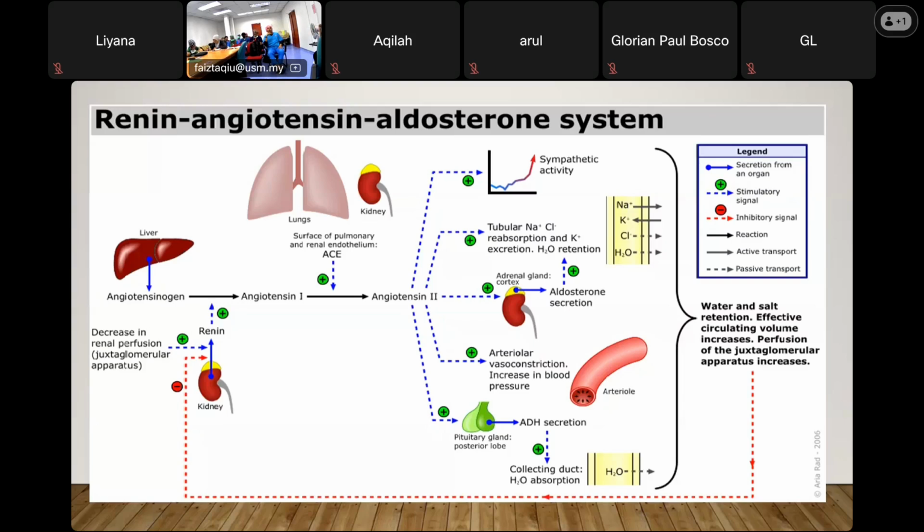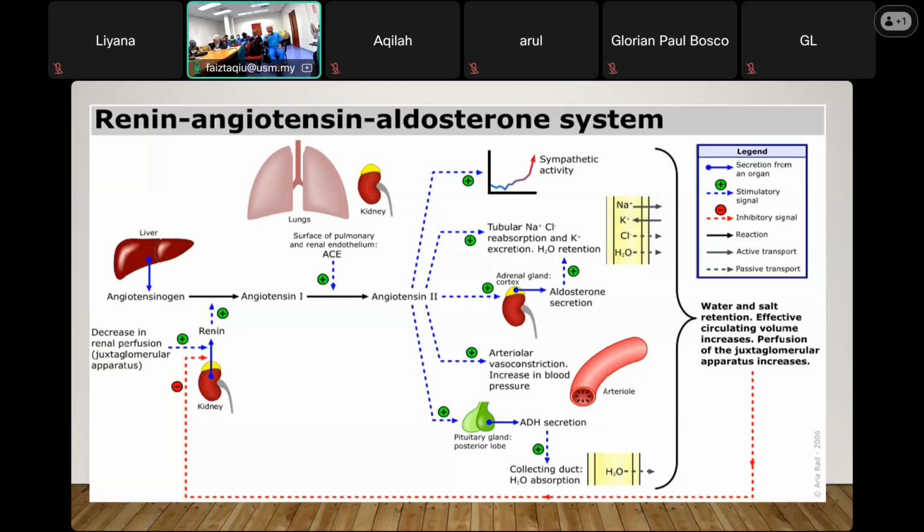Okay, excellent. Next point. What is the effect of angiotensin 2? Another thing, it will affect the vessel. So it will cause vasoconstriction. Okay, what's the effect of that? So increased SVR will increase MAP.